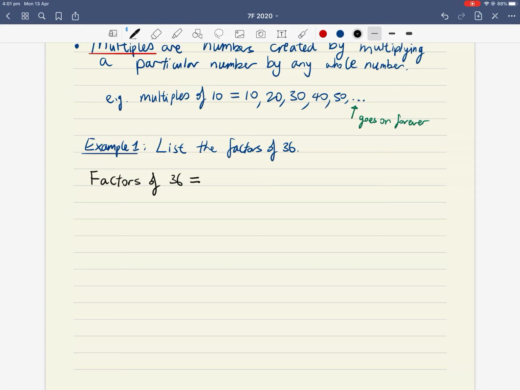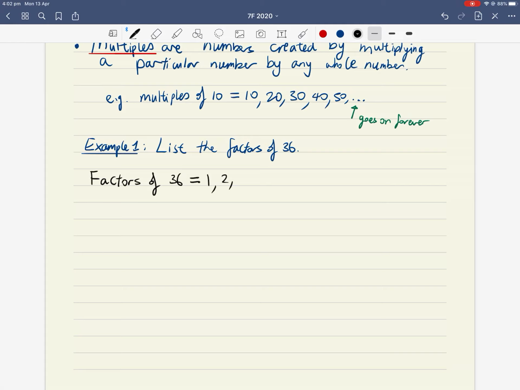Okay, so you're looking for whole numbers that divide into 36. My recommendation is start from 1 and slowly go up in the numbers, checking: does it divide into 36? So 1 is always a factor because 1 times itself is that number. 2, does 2 go into 36? Yes, 18 times. So 2 is a factor. In fact, 2 is always a factor if your number is even.